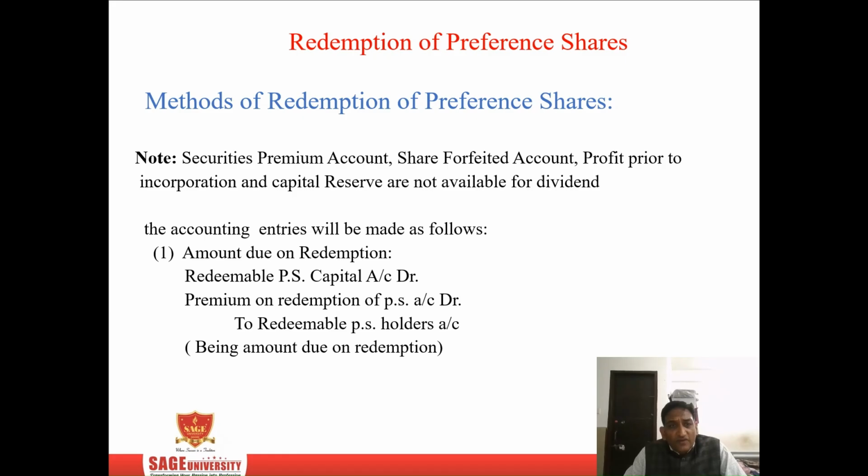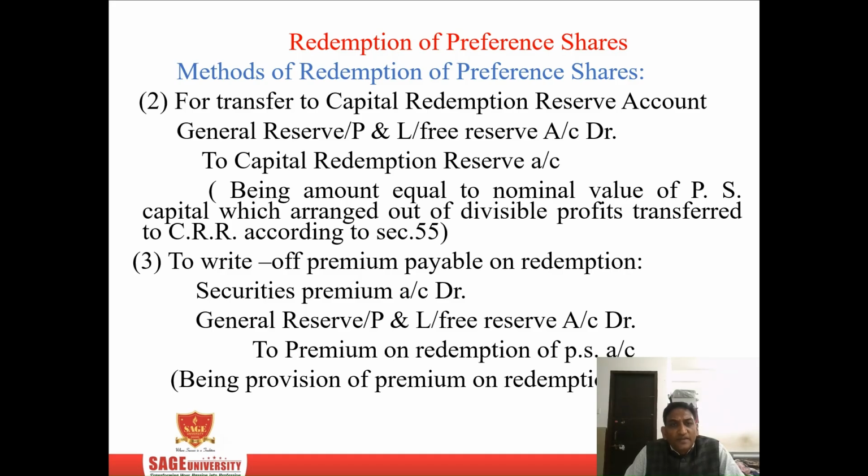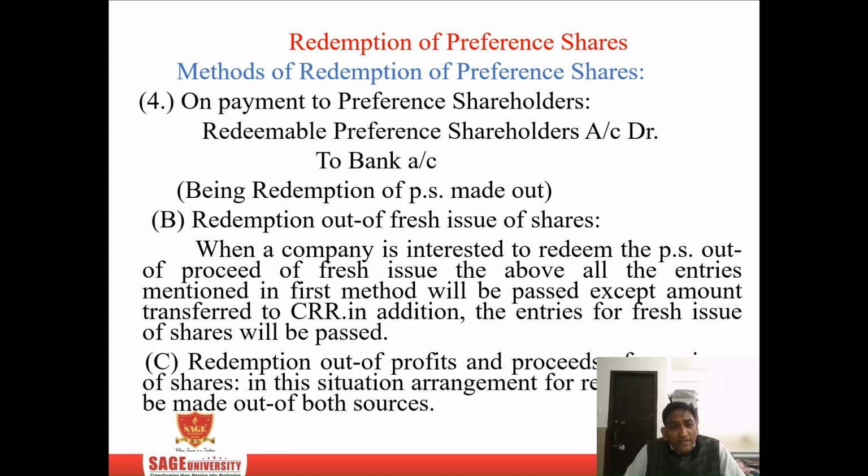The following entries are made for redemption of preference shares. Amount due on redemption transferred to preference shareholder account. Then for transfer to capital redemption reserve account, and to write off the premium payable on redemption from the securities premium or free reserve. Then after arrangement, payment to preference shareholders: redeemable preference share account debit to bank.